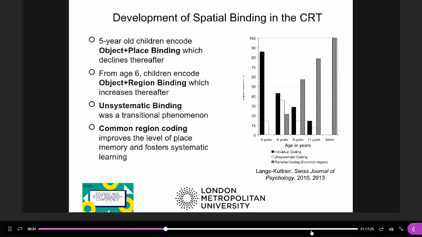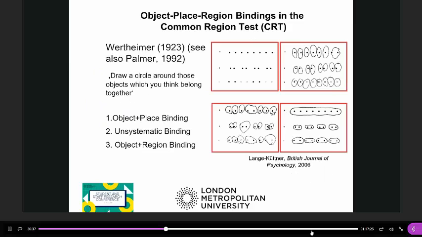Oh, hold on, this was one too far. Okay, so here this is the common region test. Wertheimer was a Gestalt psychologist. They all emigrated to the States. This is Stephen Palmer. This array is taken from his paper. He wrote a huge textbook on vision science.